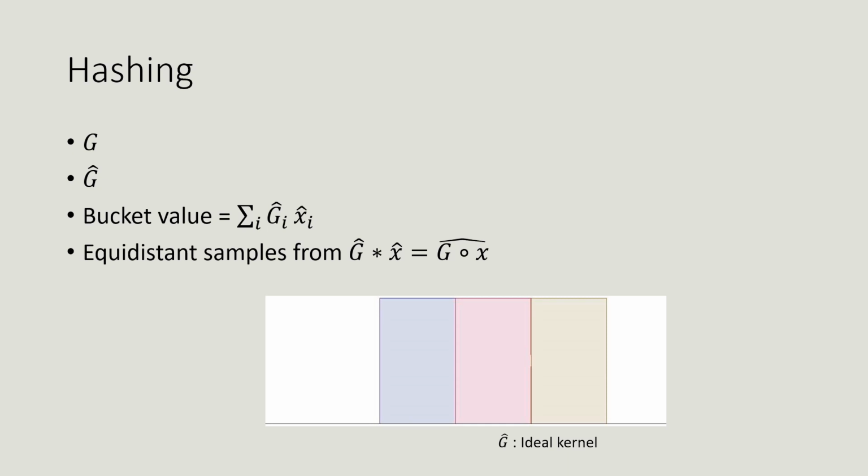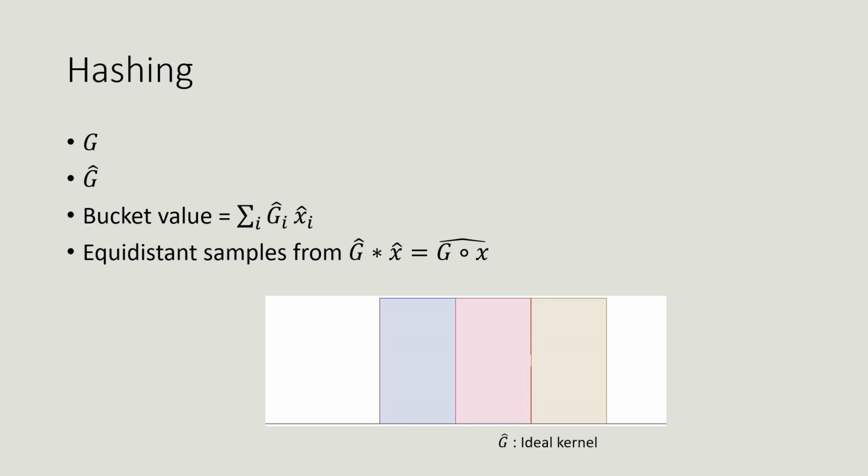Let G be an n-dimensional vector and G hat be its Fourier transform. The picture here plots G hat. Each color represents a bucket. Here G hat is 1 over an interval and 0 everywhere else. So if we take the inner product of G hat and x hat, we will be summing up the frequencies over the interval where G hat is 1. That interval corresponds to a bucket, and the bucket value is just the sum of everything falling in it.